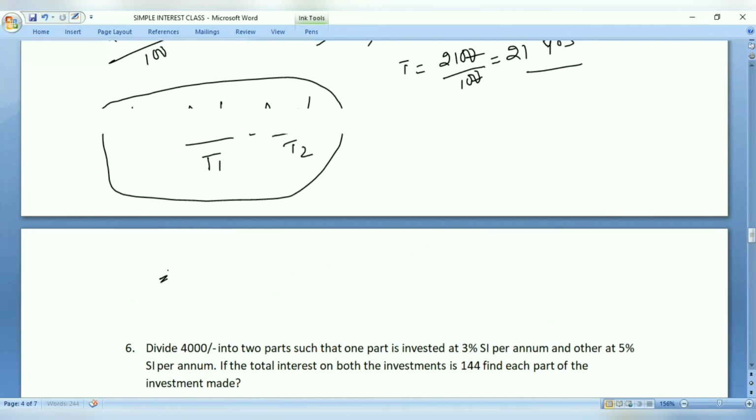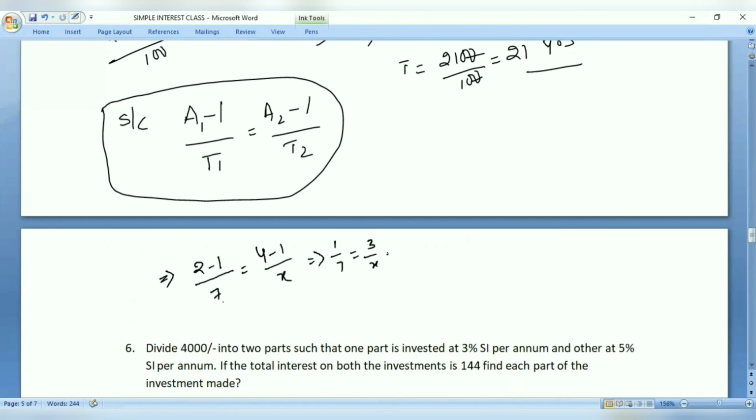Using this shortcut, let us answer this. What is the first one? Amount is 2 times, so 2 minus 1, over 7 years it has taken. Second time it is taking 4 times, so 4 minus 1, time period we do not know, X. 2 minus 1 is 1 by 7. So 1 by 7 is equal to 3 by X. If you cross multiply, X becomes 21 years. So this is the shortcut method for solving this particular question. The shortcut says A1 minus 1 by T1 equals A2 minus 1 by T2. This is the shortcut technique that you need to use.